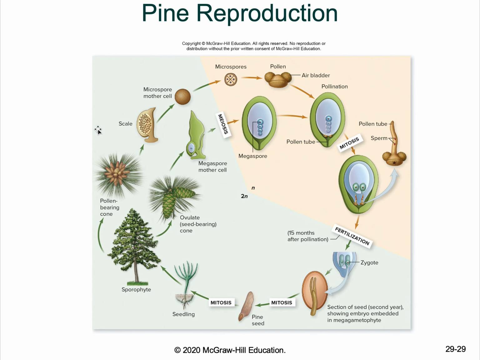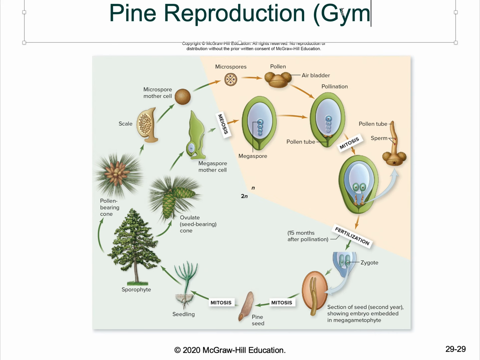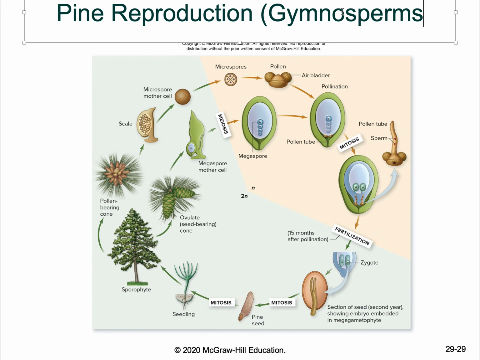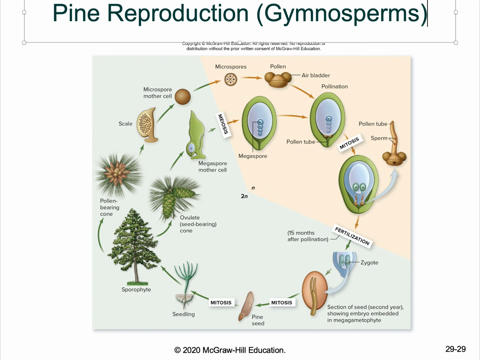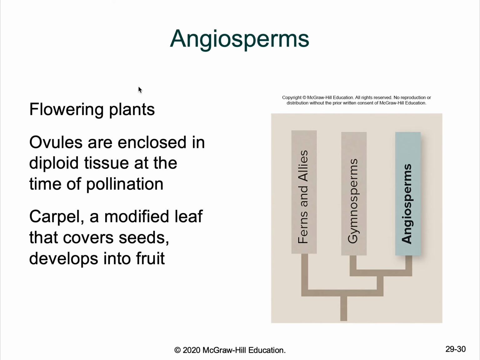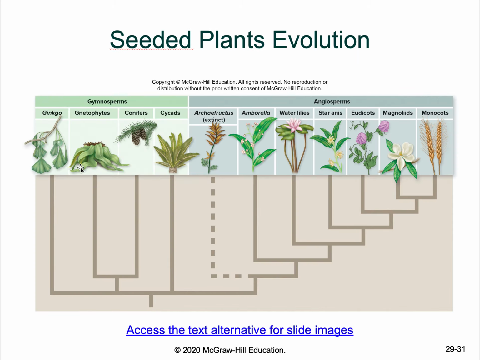So this is for pine. Again, these are gymnosperms. Just to emphasize that, gymnosperms, and gymnosperms means naked seeds. Angiosperms are flowering plants, very diverse, and we're going to learn a little bit about them. I wanted to show you this as well so you can see the transition. So gymnosperms, naked seeds, and angiosperms, anything that's flowering, and it is very diverse.